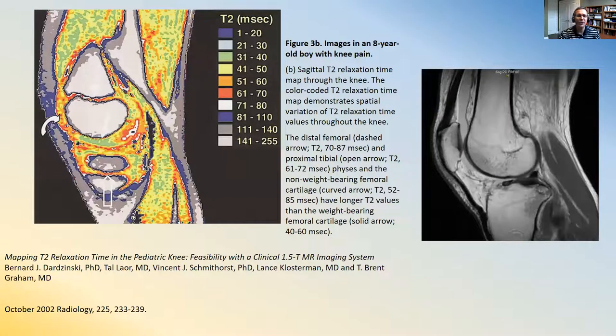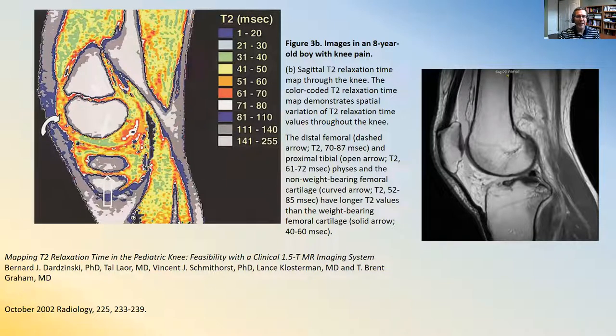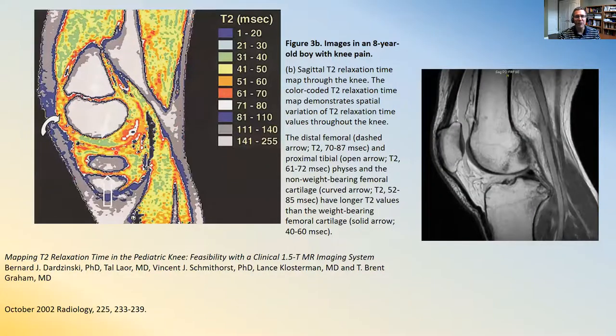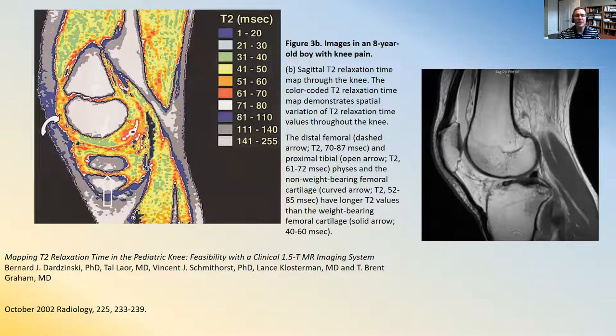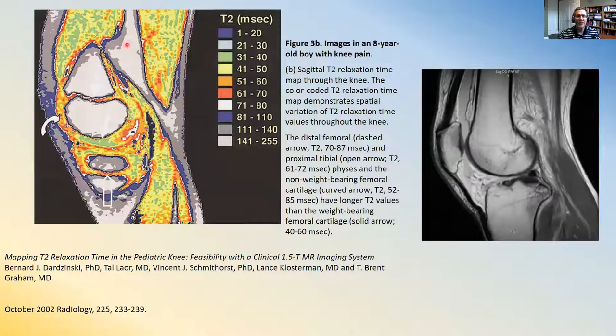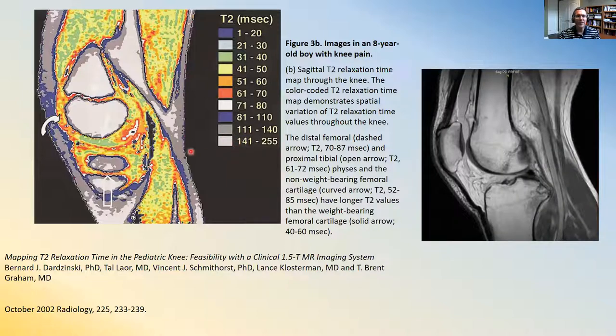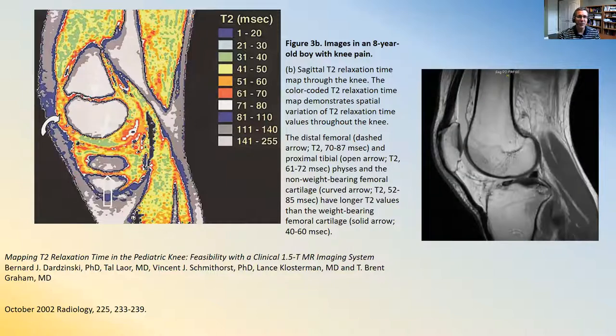So here's what I'm talking about. Here's again, two pictures of a knee. On the left here is a scan from a relaxation time map of a pediatric, that means a child's knee, feasibility to clinical 1.5 Tesla MR imaging system. So this is the standard MR machine that you're using in a hospital. And you can see they're just mapping inside this patient's knee. Every different color here is a different relaxation time. So you can see that these bits that look like bone are taking a long time to relax, and some of the soft tissue in between, not quite as long, but this really super soft tissue in between is very quick to return to normal.